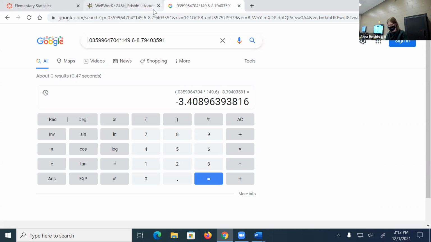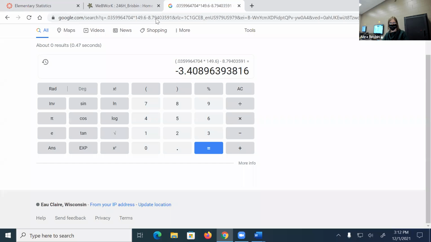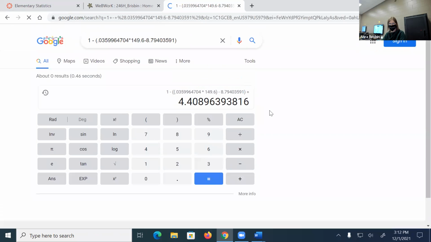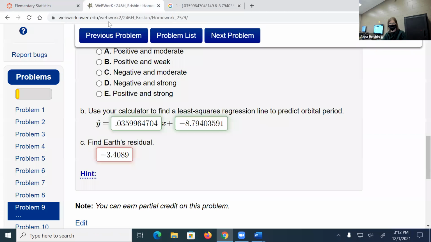All right, so 1 minus parentheses negative 3.408. So 4.408. There we go.